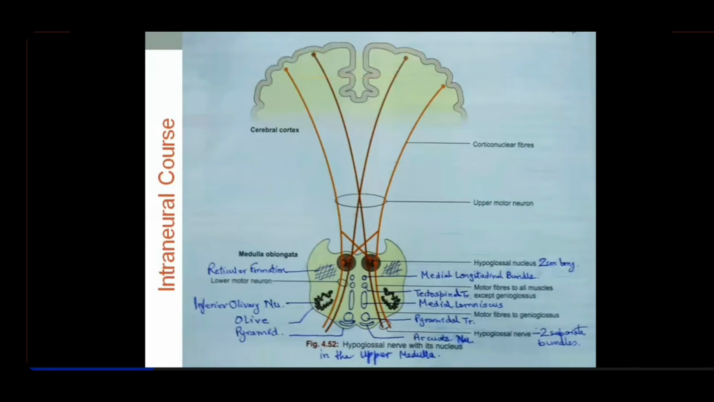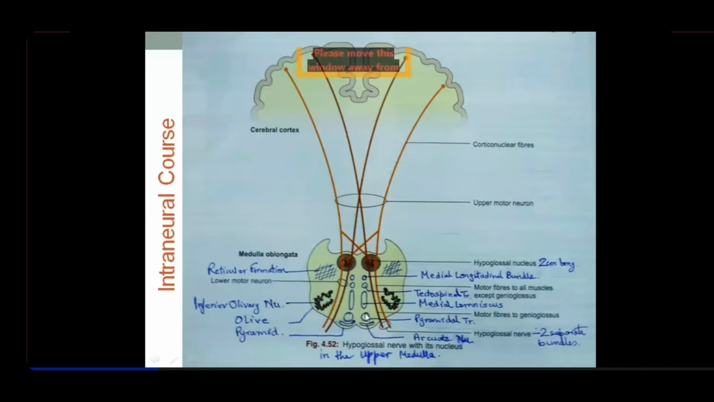Okay. Now look here about the lower motor neurons. From this hypoglossal nerve nucleus, the fibers emerge, which we call lower motor neurons, and they supply all the 7 pairs of muscles of the tongue ipsilaterally. Clear? And these lower motor neurons descend down. Now we're talking about the intraneural course of the nerve, right?